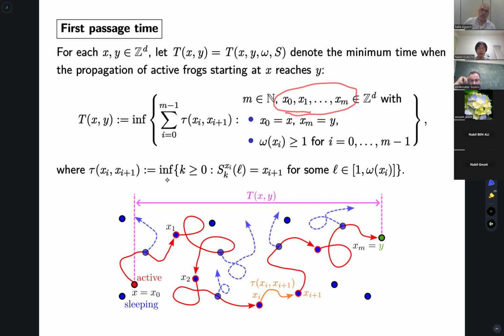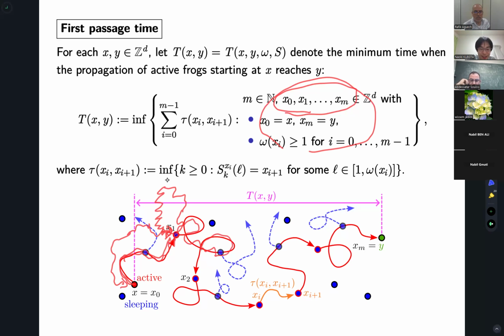Of course, in this definition, we consider the case where, for example, this random walk from here, and using another side. Of course, in this definition, we can use the same frogs many times, but we now take the infimum of this sum. So we remove those cases.